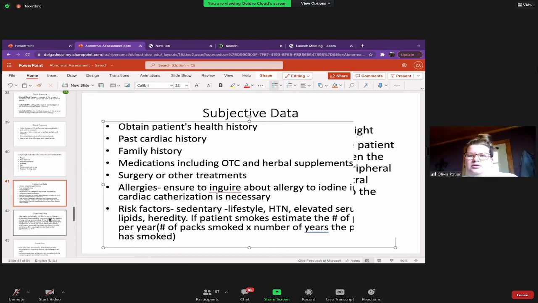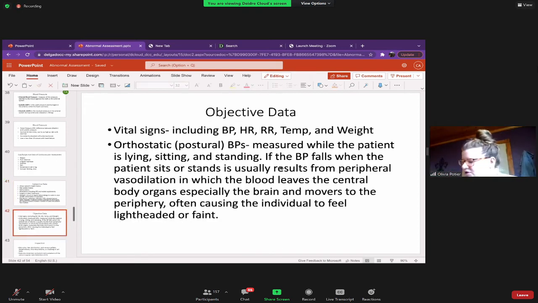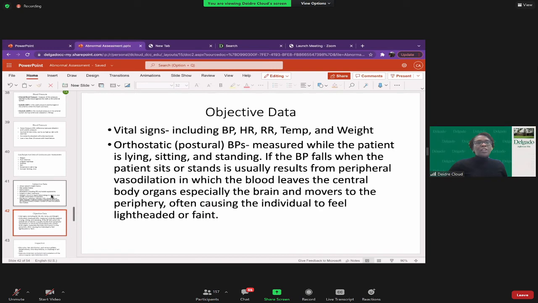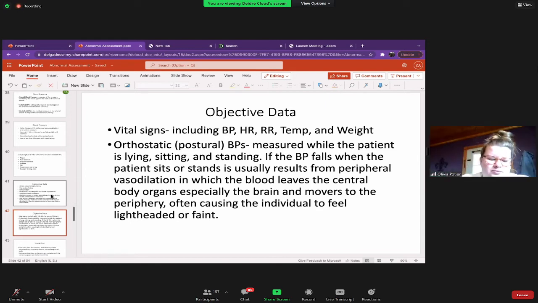What did you say about the iodine? Why we need to know if they're allergic to iodine? I didn't hear that part. In case they have to go for a procedure, a cardiac catheterization, if they need to go for a CAT scan with contrast, we need to know if they're allergic to iodine. Okay, thank you. We don't want to cause more issue.